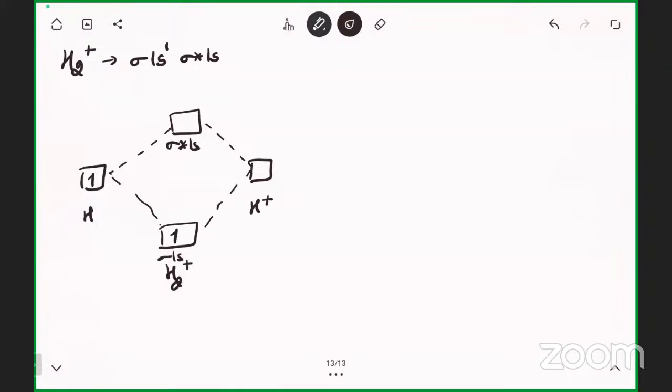So just calculate the bond order. Bond order will be equal to bonding electrons 1, anti-bonding electrons 0, divided by 2. It will be equal to 1 upon 2. It means half. It is not paired. And if it is not paired, is the compound paramagnetic or diamagnetic? Paramagnetic. Very good. The compound will be considered as a paramagnetic compound.